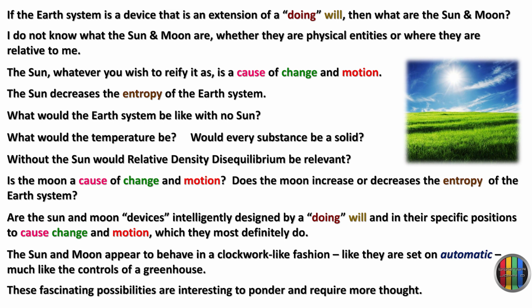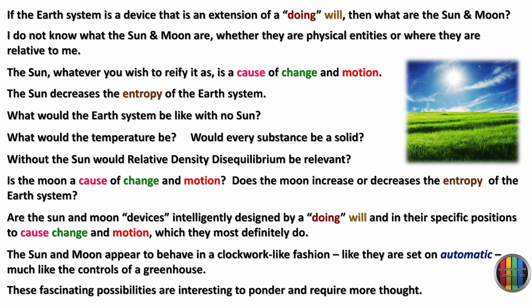If the Earth system is a device that is an extension of a doing will, then what are the sun and moon? I don't know what the sun and moon are, whether they are physical entities or where they are relative to me. The sun, whatever you wish to reify it as, is a cause of change and motion. The sun decreases the entropy of the Earth system.